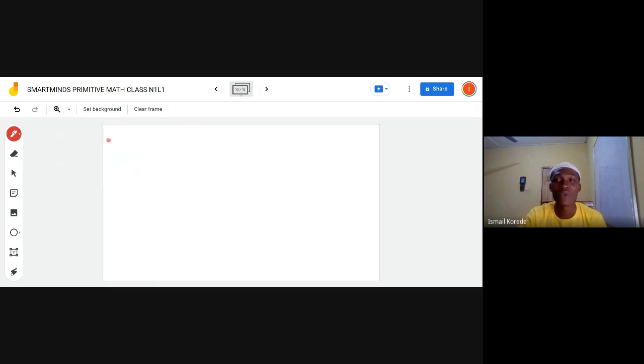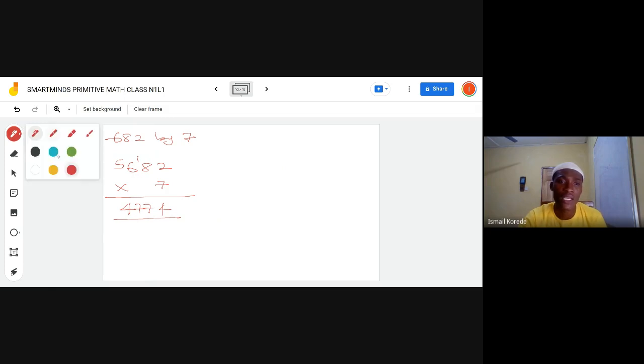Good. Let's get another example using the decomposing method. I have 682 by 7. This is example 3. Let's use the first method. 682, 7 times, that's the operation. 7 times 2 is 14, write 4, carry 1. 7 times 8 is 56. 56 plus 1 is 57, write 7, carry 5. 7 times 6 is 42. Then 42 plus 5 gives 47. So I have 4,774.